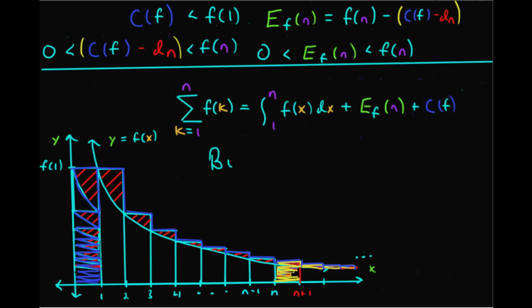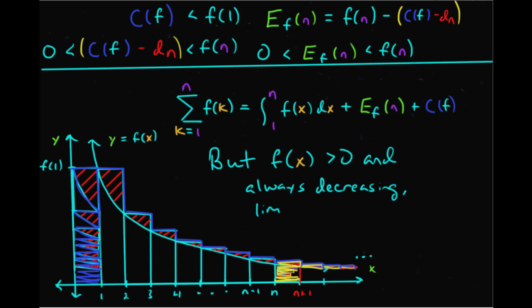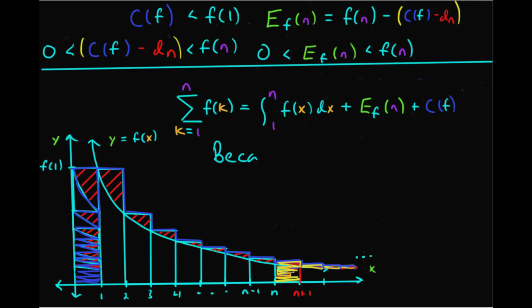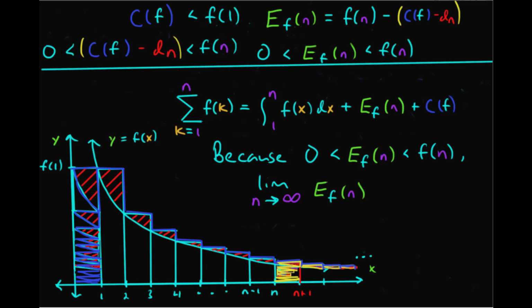And now something wonderful happens. Let's see what happens when we let n tend towards infinity. Well, because we know that f of x is always positive, always greater than 0, but also always decreasing, we know that the limit as n approaches infinity of f of x equals 0. But also recall from the inequalities we derived above, they're on the top line there, that e sub f of n is sandwiched between 0 and f of n by the squeeze theorem. As we let n tend towards infinity, e sub f of n must also go to 0.